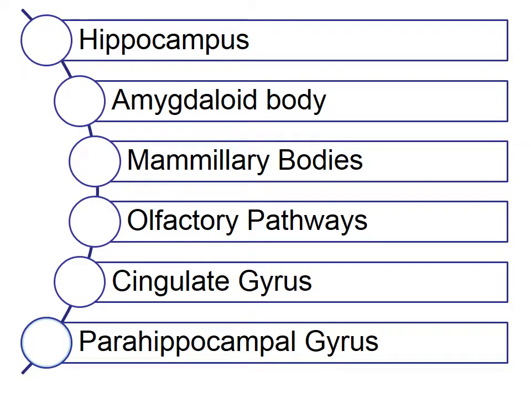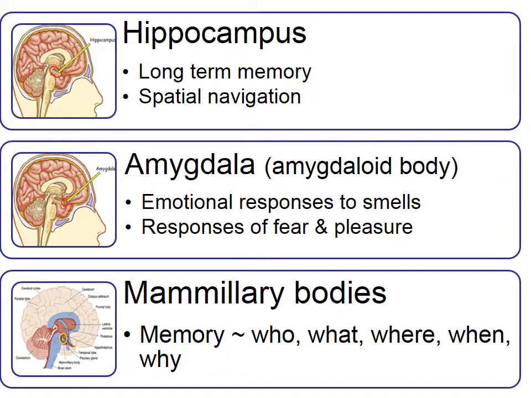Now, we're going to quickly discuss the functions of these structures. The hippocampus provides spatial navigation and long-term memory. Spatial navigation occurs when you instinctively back up to a chair and sit down on it without having to grab or look at it.